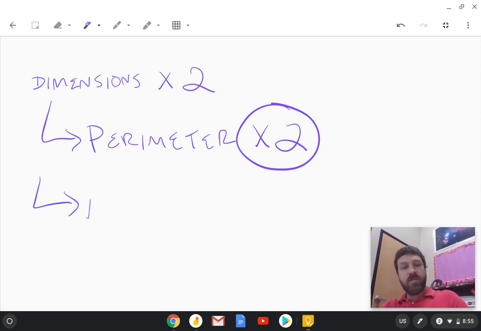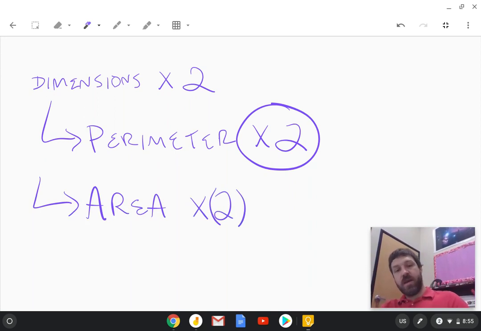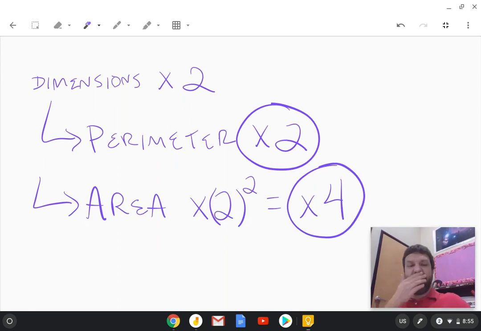But area is two-dimensional. So if you're looking at the area of something and you've multiplied the dimensions times 2, you're going to actually multiply the area times 2 squared, in this case times 4. So since the area is a squared measure, the dimensions being multiplied means the area is going to be multiplied by that number squared.